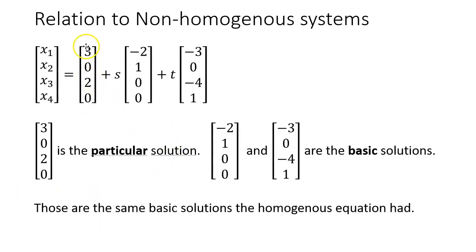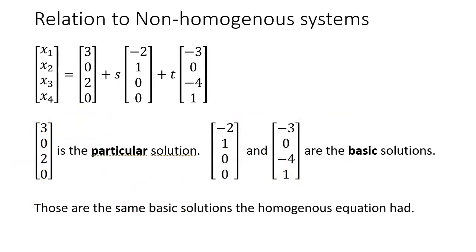And this extra vector here, the 3, 0, 2, 0, is what we call the particular solution. And then these other two vectors form the basic solutions. Again, those are the same basic solutions that the homogeneous system had. So changing the right-hand side only changes the particular solution. The basic solutions always stay the same.